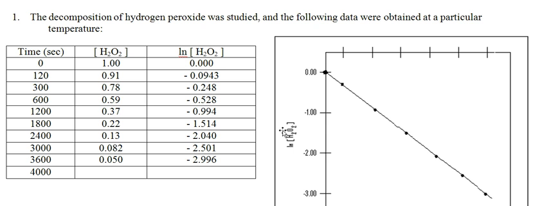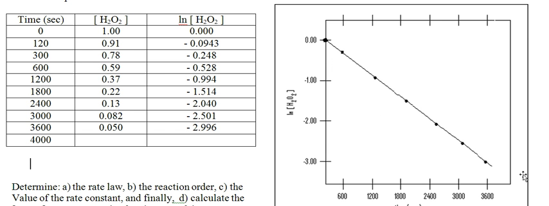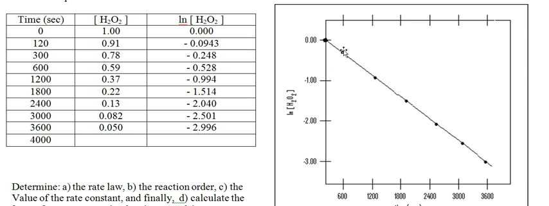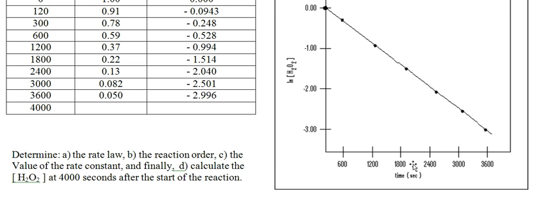In this reaction, it's just the decomposition of hydrogen peroxide, so you only have one reactant. The question says down here, determine the rate law. So the first thing we want to do is actually not determine the rate law, but determine the reaction order, or the reactant order. Based on this graph that has a negative slope, and the labels are the natural log of the concentration versus time, this should tell you that this is a first order reactant.